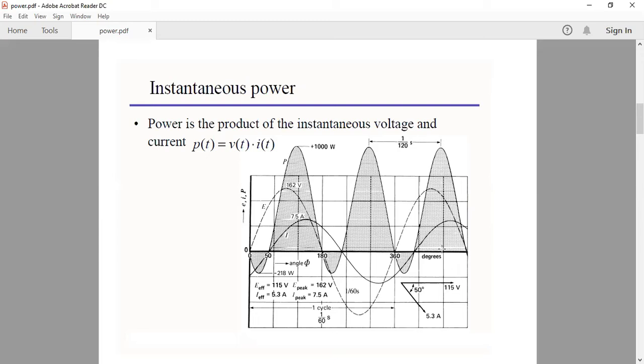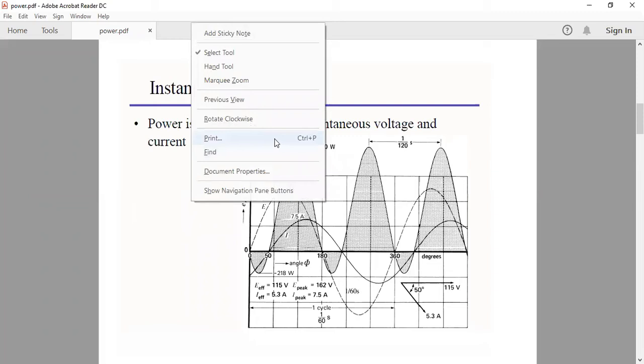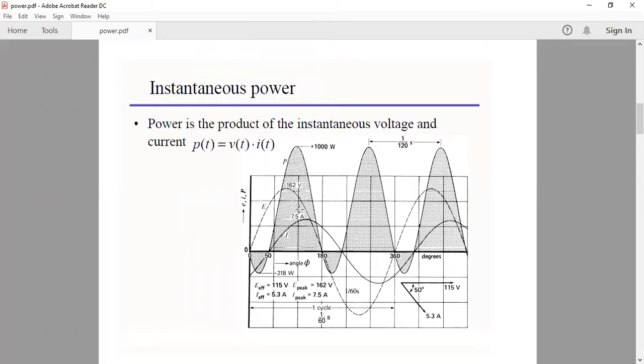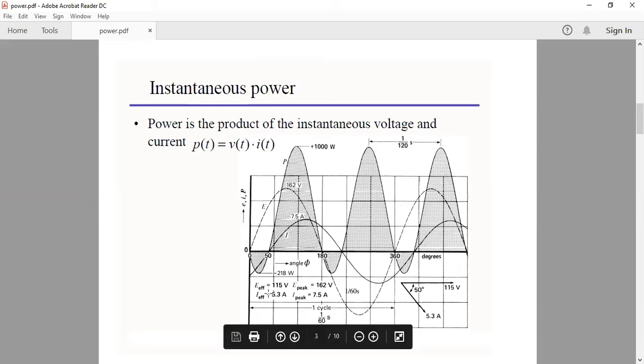Here you can see in this waveform that this is the voltage waveform, this is the current waveform, and the larger one is the power waveform, which is the product of instantaneous voltage and instantaneous current. Here the effective voltage is 115 volts, peak voltage is 162 volts, the effective current is 5.3 amperes and peak current is 7.5 amperes.